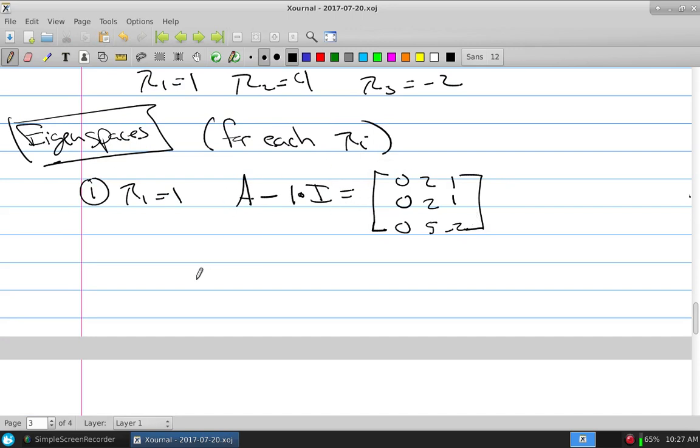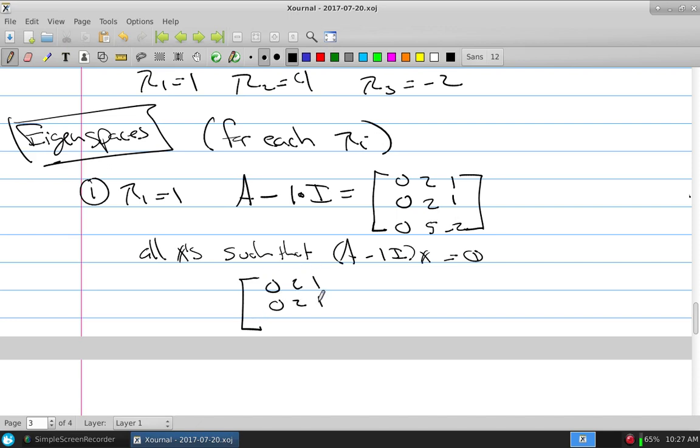And then what I need to do is I now have to find all such x's. So what I'm going to do is I want all x's such that this (A minus 1I) x equals 0. So how do I do that? I take my A minus 1I, 0, 2, 1, 0, 2, 1, 0, 5, negative 2, augmented with 0, 0, 0, and solve it.